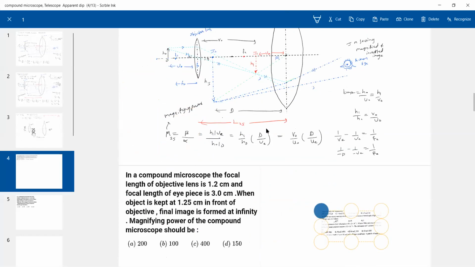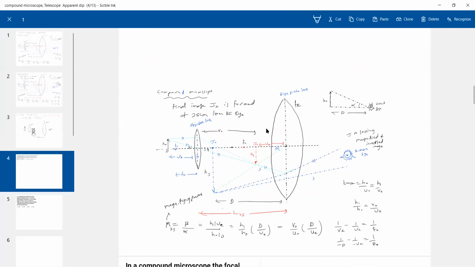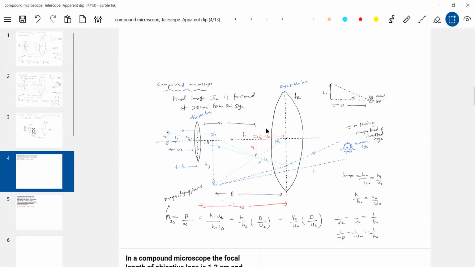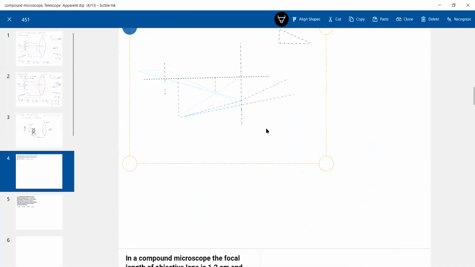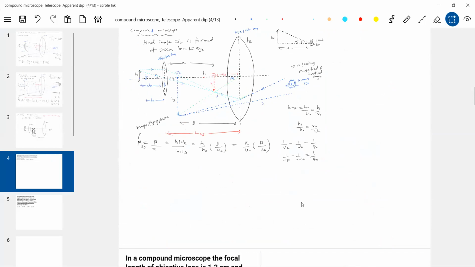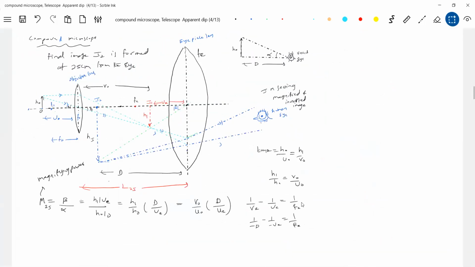We'll push it down. Now this is the thing. I'll make it a little bit small. Now, final image at infinity. So what changes are to be brought here? After refraction, the rays should become parallel. If the rays become parallel, we'll just change these things.